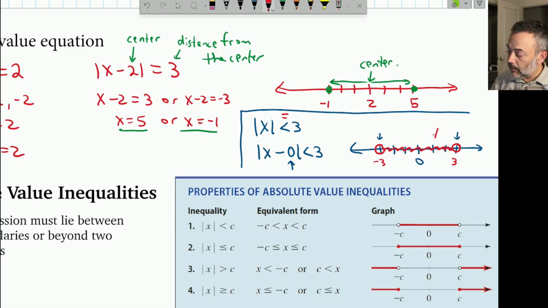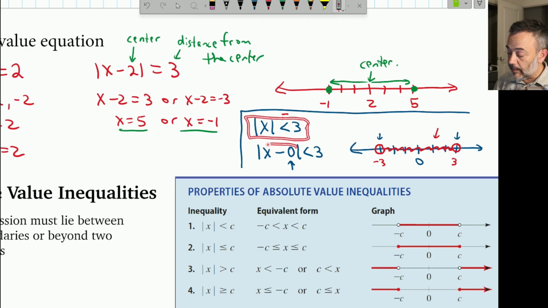Because if I plug in 1, well, the absolute value of 1 is less than 3. If I plug in 2, the absolute value of 2 is less than 3. If I plug in 2.99, the absolute value of 2.99 is less than 3. And if I plug in the negative corresponding numbers, like negative 2, absolute value of negative 2 is 2, and 2 is less than 3, so that's true. And if you plug in any number between negative 3 and 3, it satisfies this inequality.